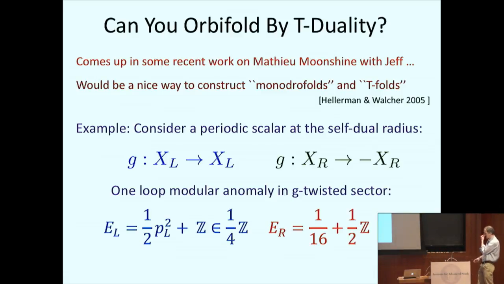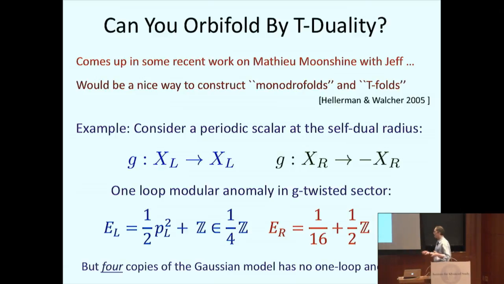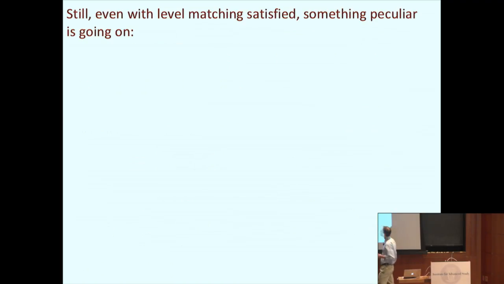If you calculate the energies on the left, you get a half p_L squared plus integer-moded oscillators, and you can show that that's equal to an integer over 4. But a Z2 twisted scalar has a ground state energy of 1/16 plus half-integer moded oscillators, so these two can never match, so this model is inconsistent. But if we take 4 copies of the Gaussian model, then we have 4/16, which is a fourth, and now we can match the energies, and so the model is consistent.